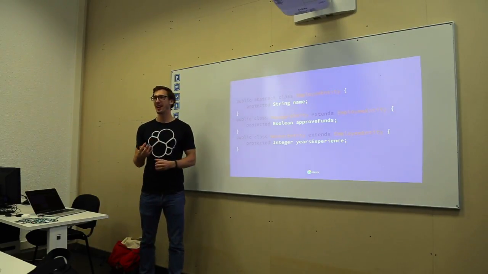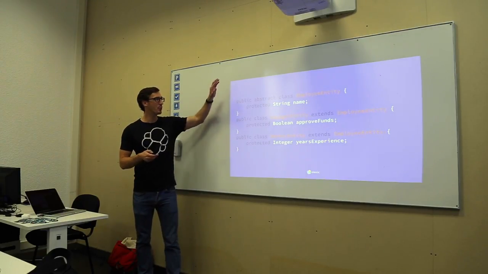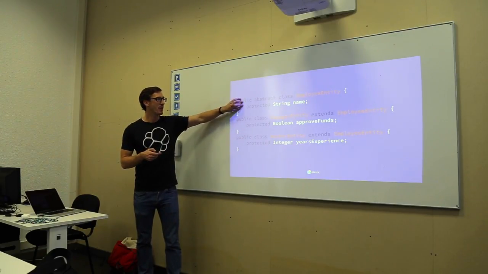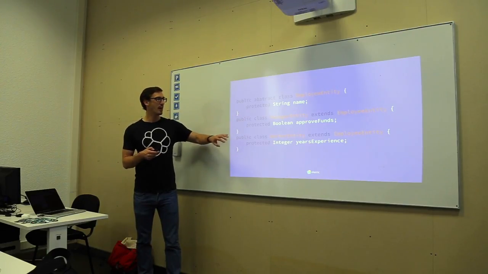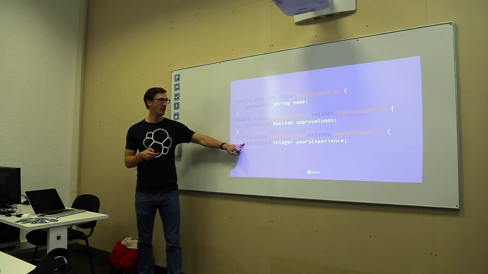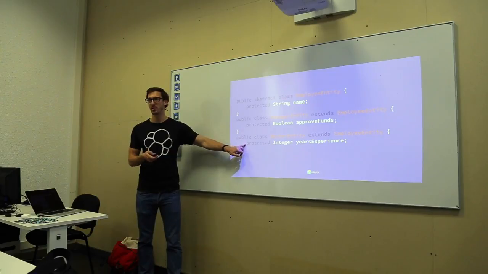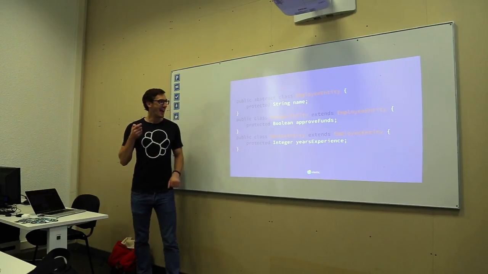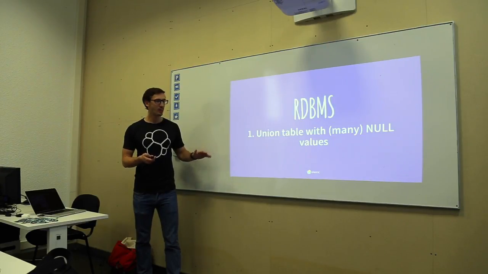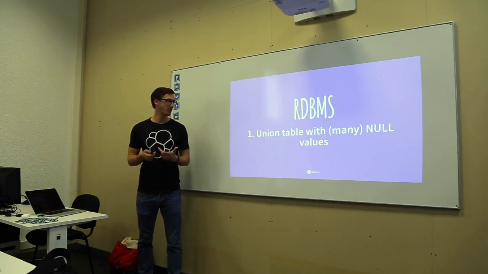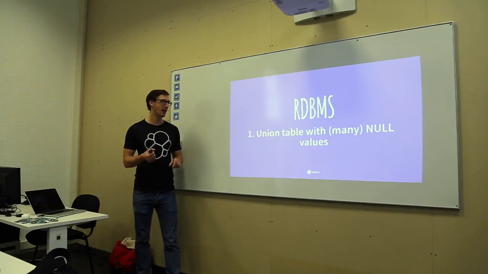Let's just take a look at the impedance mismatch. For example, assume we have an abstract base class Employee, and we have two specific implementations, Manager and Worker. Managers can approve funds, and workers have experience. Obviously, managers don't have any meaningful experience. So we want to implement this in a relational database, and we have three options in the relational world. The first one would be a union table.